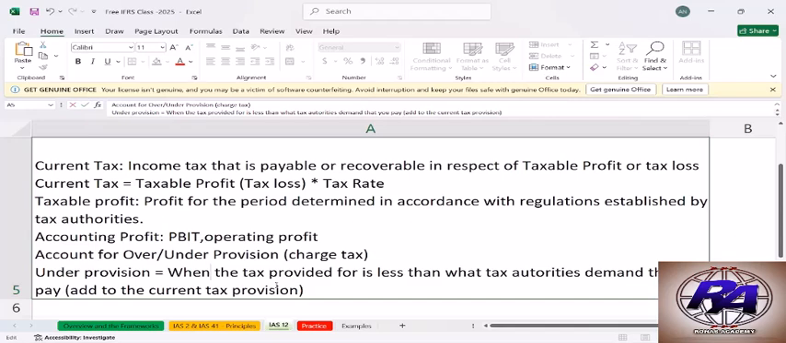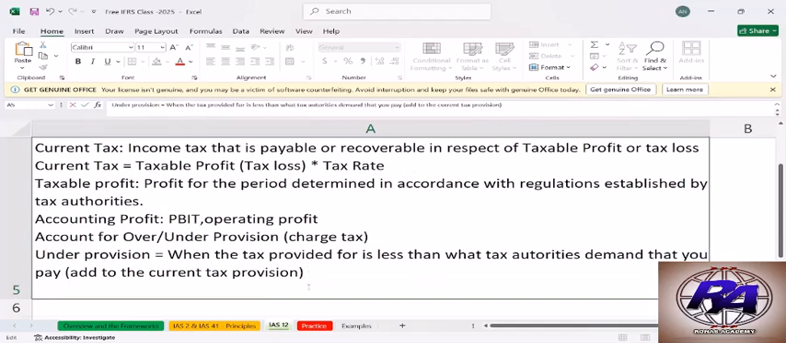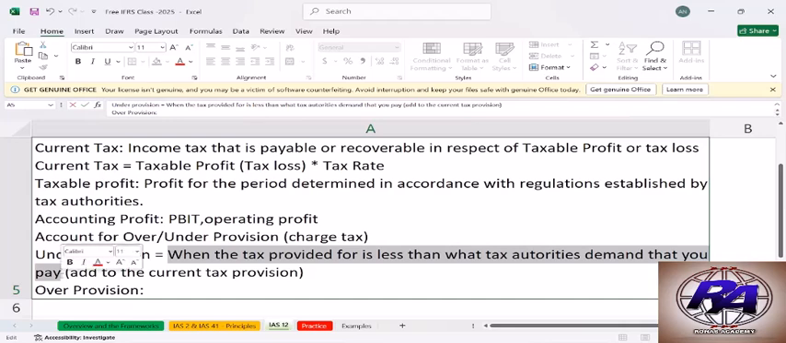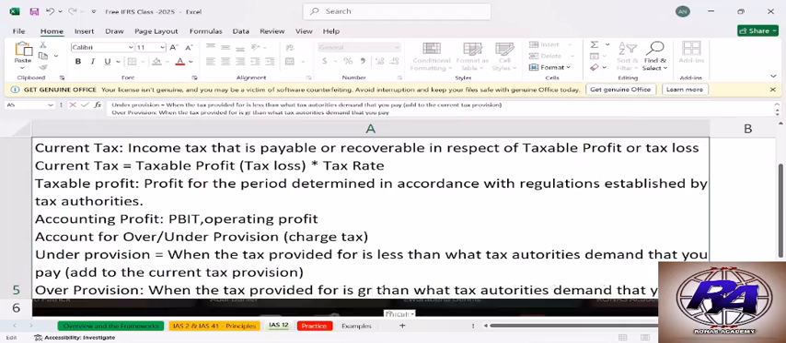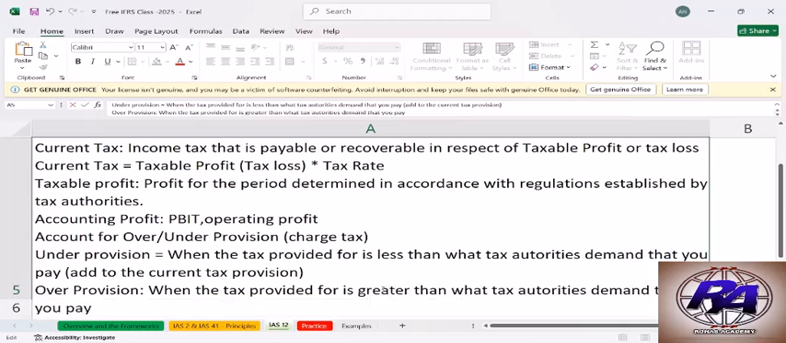Okay, let's look at over provision. The vice versa is true for over provision. Anytime the tax we provided for is greater than what the tax authorities demand that we pay, that gives you the scenario of over provision of tax.